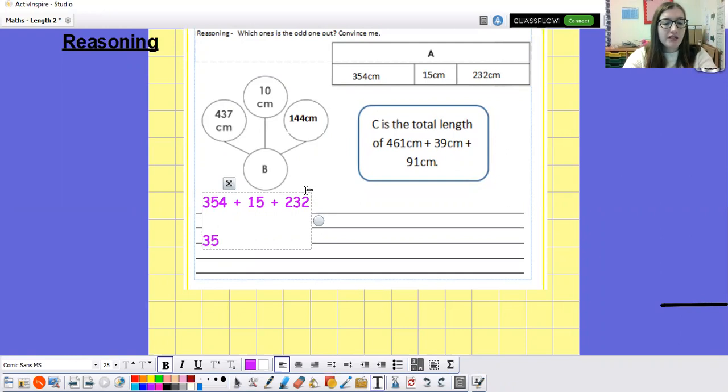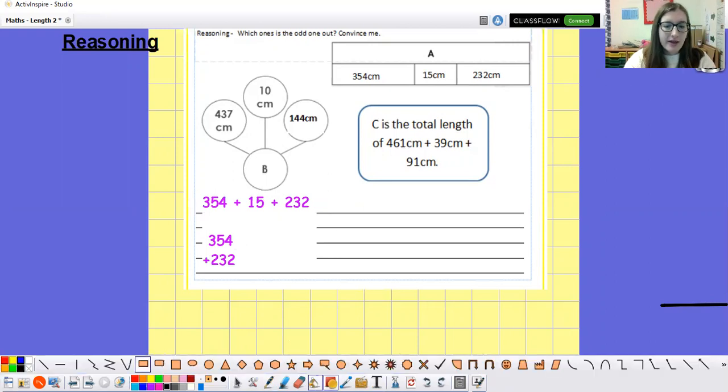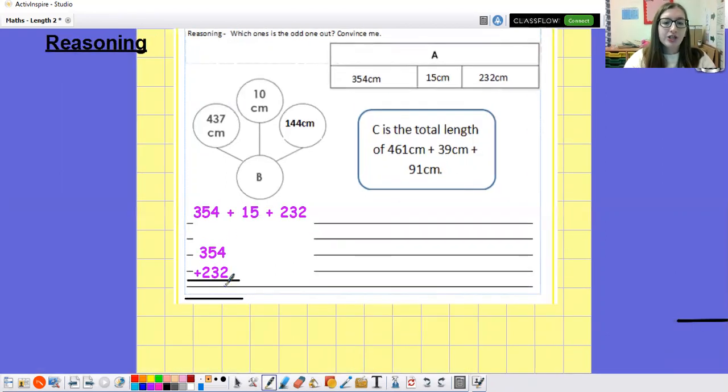I'm going to do 354, and I'm going to add 232. So 354 add 232, and let's see what answer I'm going to get. Let's make sure I've got my straight lines, because remember it's all about neatness as well. So I know that 4 add 2 is 6. I know that 5 tens add 3 tens is 8 tens, and 3 hundreds add 2 hundreds is 5 hundreds. So 586. But now I need to take the answer, don't I?